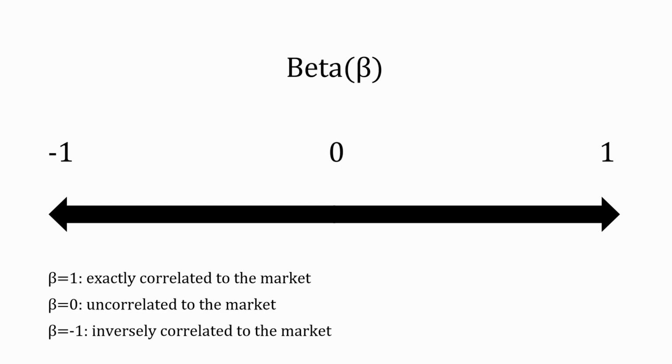Now if a stock has a beta of -1, this means that it's inversely correlated to the market, which means it moves in the opposite direction. So if the market as a whole was bearish and moved down, the stock would be bullish and move up. This doesn't necessarily mean it will be an exact opposite, but the stock will tend to move in the opposite direction of the market. As I said earlier, a market has a beta of 1.